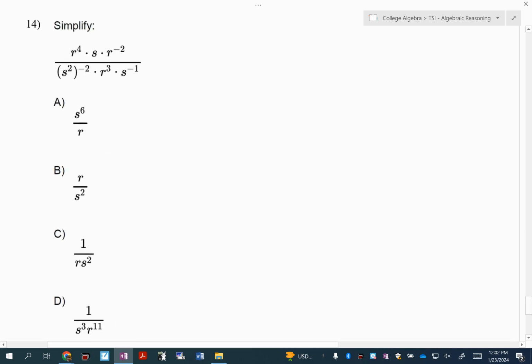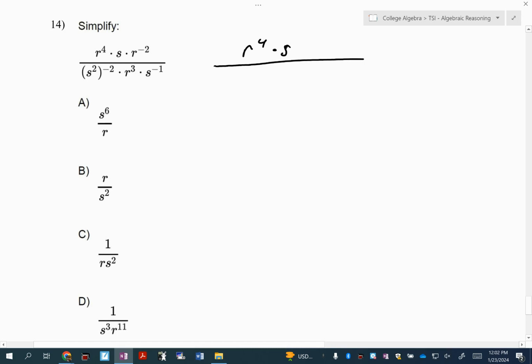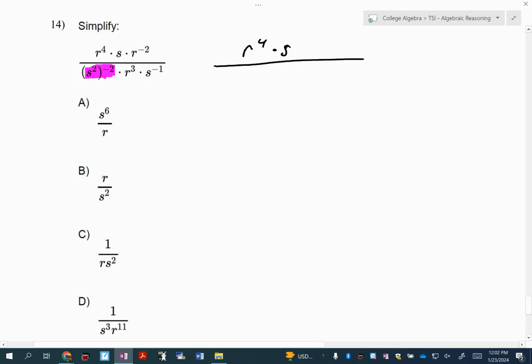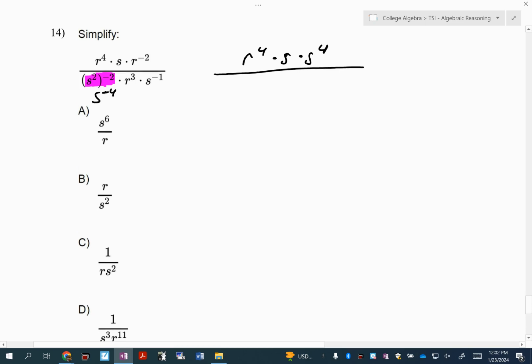14. Let's simplify. What I try to do first is I try to get everything that has a negative exponent. I move it across the fraction bar. This one might be the trickiest part of it. So if I highlight that, right? When you do a power to a power, you get s to the -4th power. So I'm going to rewrite that as s to the +4th power up there. This r to the -2nd power moves down to the bottom.